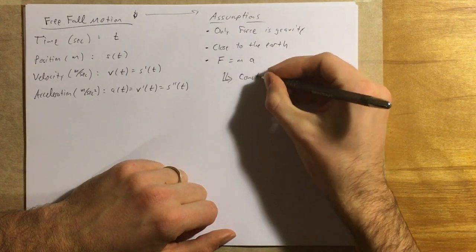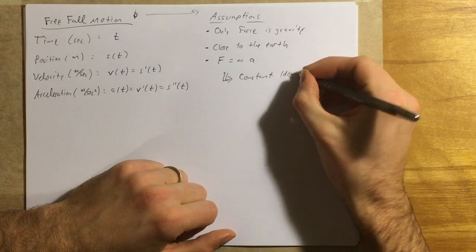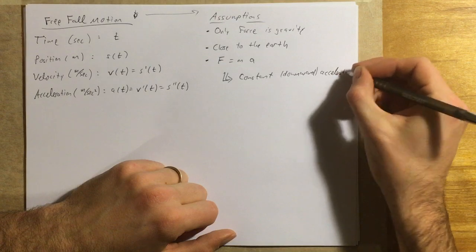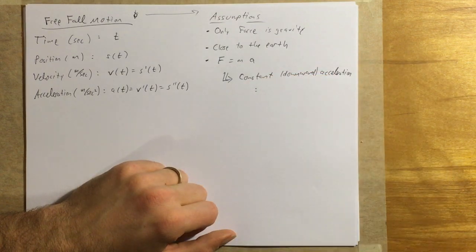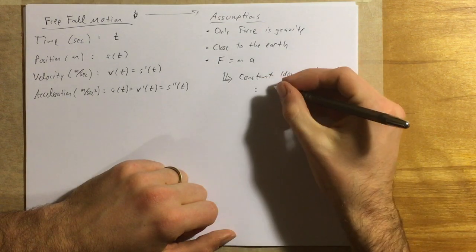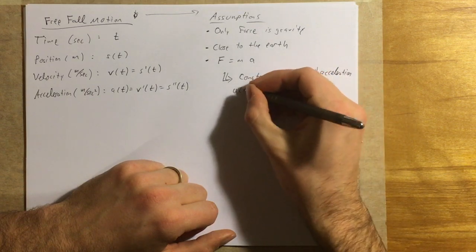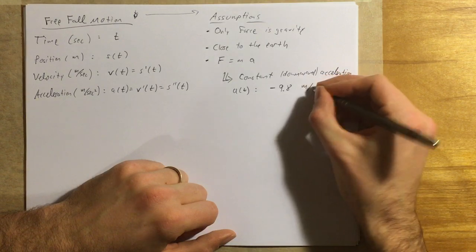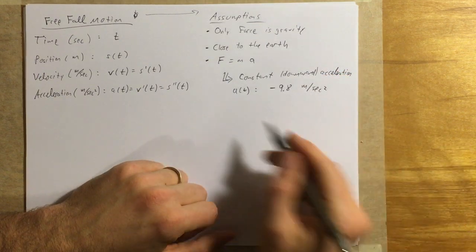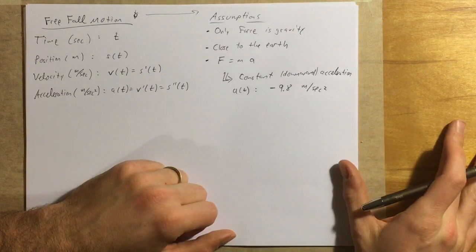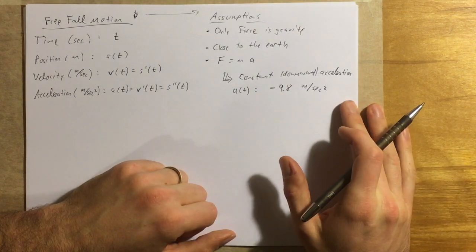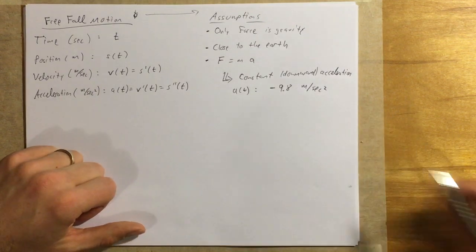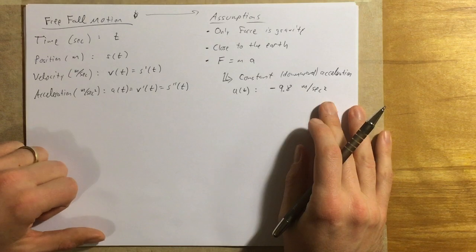So, constant downward acceleration. And the value of that acceleration based on the force of gravity is negative: a of t is negative 9.8 meters per second squared. This is information that we're going to take as given. I'm not expecting you to be able to figure this out. This is just a fact based on how strong gravity is and how fast things fall. So that's our constant acceleration due to gravity.